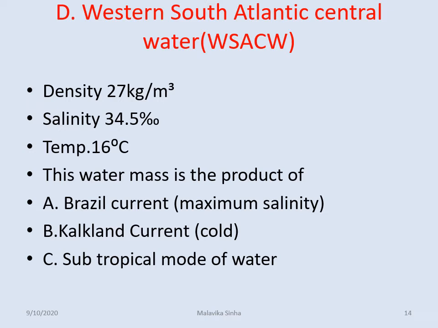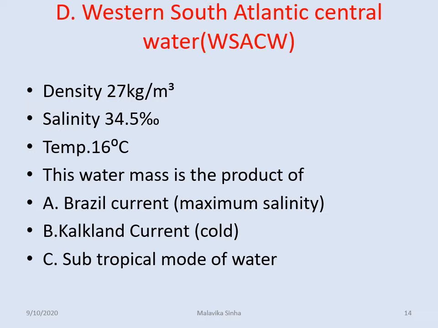This water mass is a product of three modes of water mixing together. Three types of ocean current mix and form that type of water mass. First is the Brazilian current with the maximum salinity, the Falkland current, which is a cold current, and the subtropical water current. It is observed near 30° to 45° south latitude, and the longitudinal extension is 25° to 60° west. Density is about 27 kg per cubic meter.